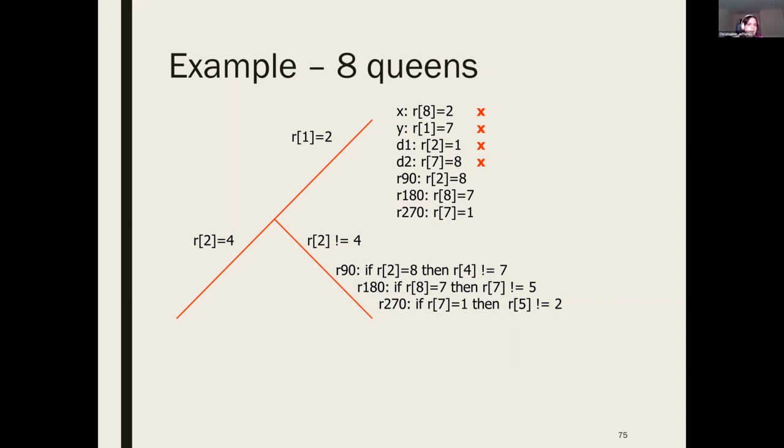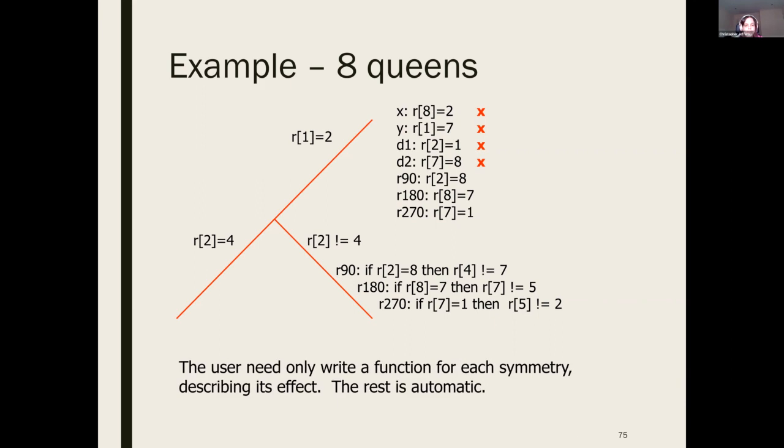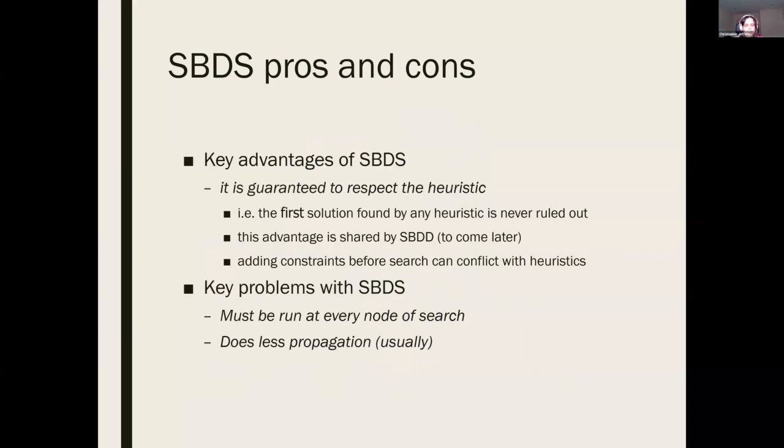So SPDS has various advantages. The advantages are it never makes the search bigger. The main disadvantage is you have to keep adding all these constraints as you go through search, and that can be quite expensive. You only need to write these functions with symmetry. So it's very good when you have a small set of symmetries, or you can do like we did with the Lex-Leader and pick a subset. But in general, in experiments, SPDS does less well when you give it a subset than the Lex constraints did. So the key advantage is it respects the heuristic. The disadvantage is you have to do it all the time.